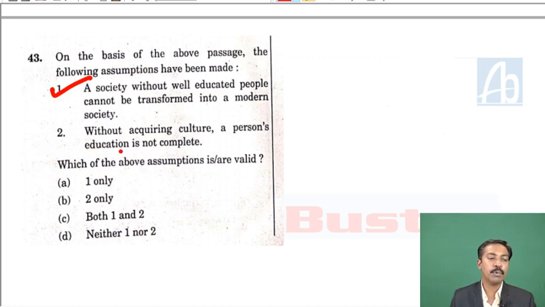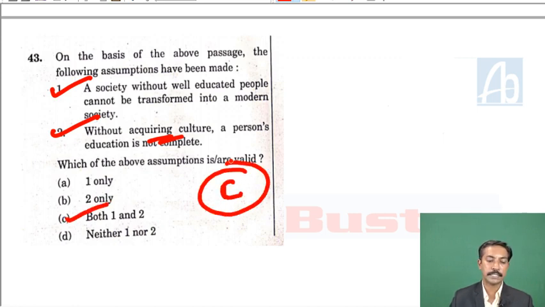Statement 2, without acquiring culture, a person's education is not complete. You do have a direct reference in the text which says that a merely well-informed man is only a bore on God's earth. So that brings in the necessity of acquiring culture. So statement 2 is also valid. Answer for this question is both 1 and 2. Option C.